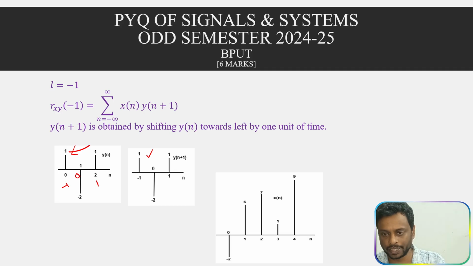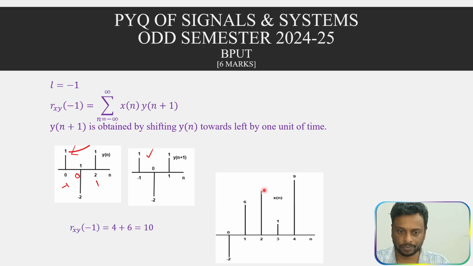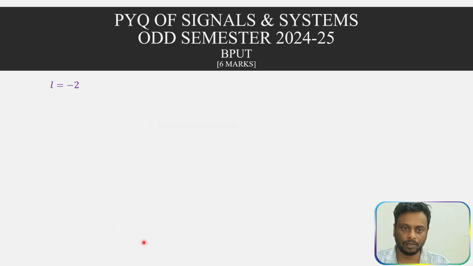That will be multiplied with x of n. Okay. So you can see the common values: at 0 it is minus 2, so minus 2 into minus 2, then at 1 it is 6, so 6 into 1. So 4 plus 6 it will be 10. Okay. Now L equal to minus 2.